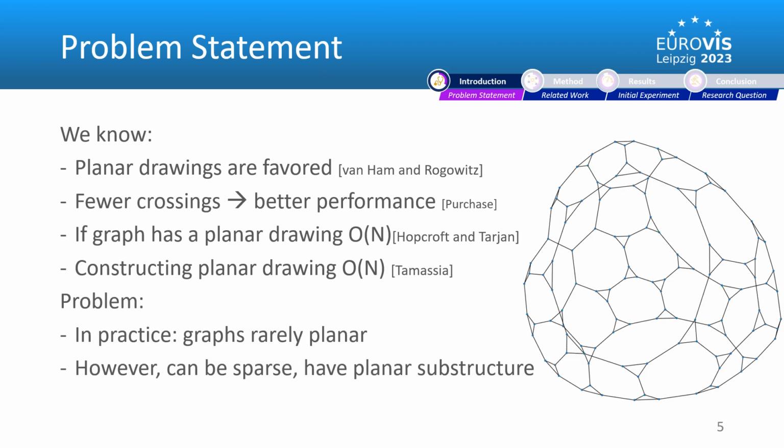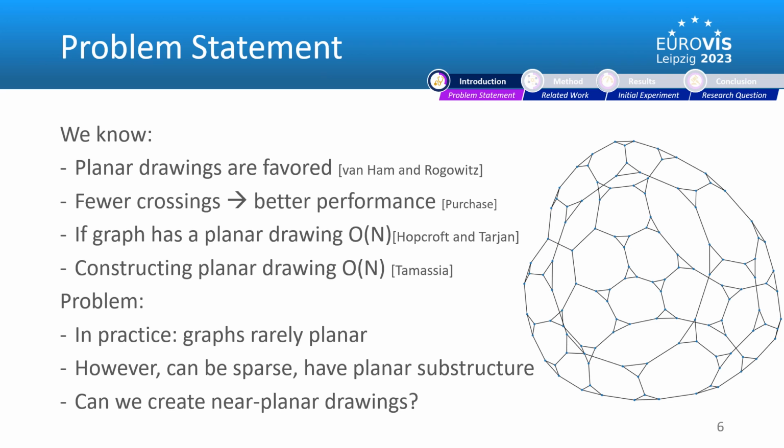The problem, however, lies in the fact that graphs themselves are rarely planar and rarely admit a planar drawing. But we do observe that when graphs are sparse, they can have a planar substructure, such as the example graph here. So then the question becomes, can we create near-planar drawings?